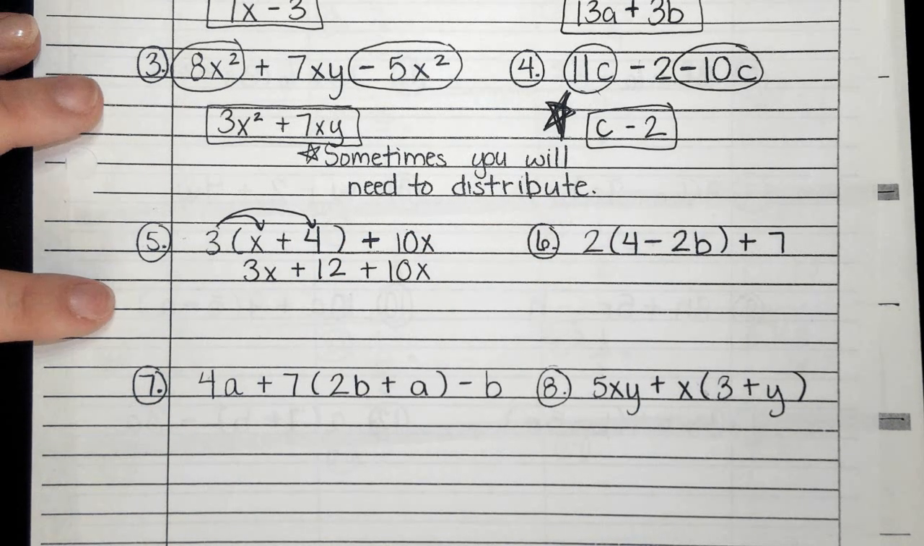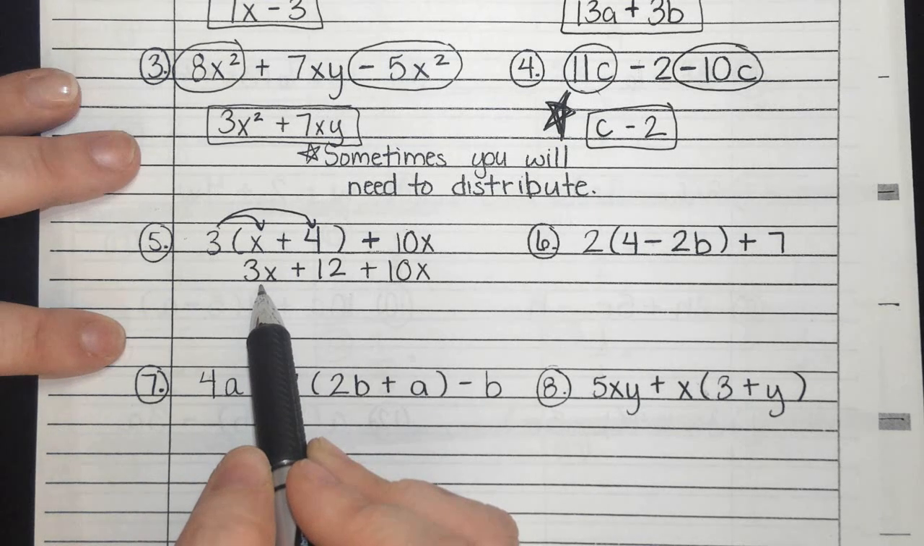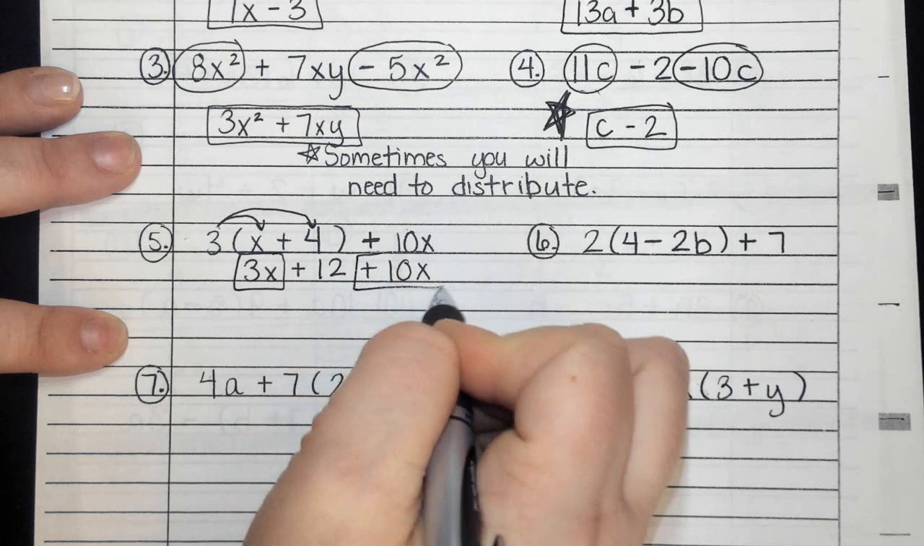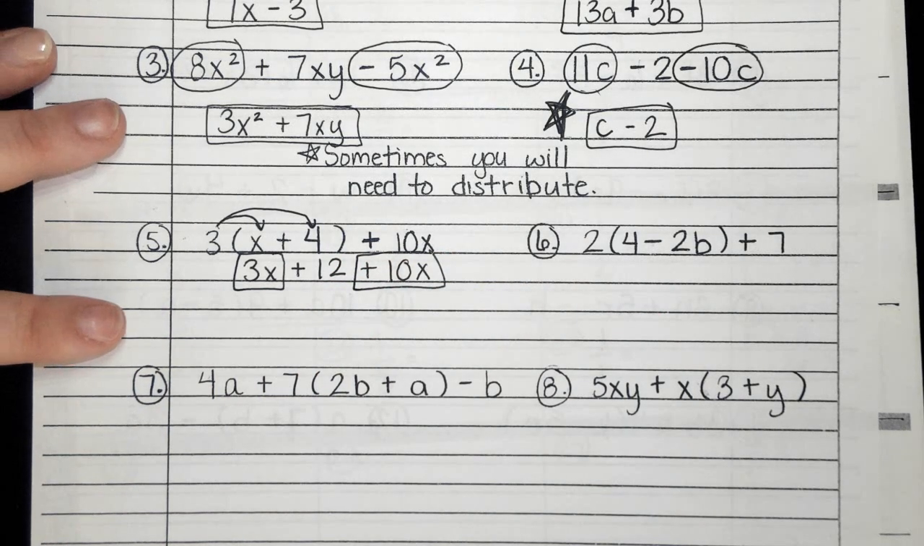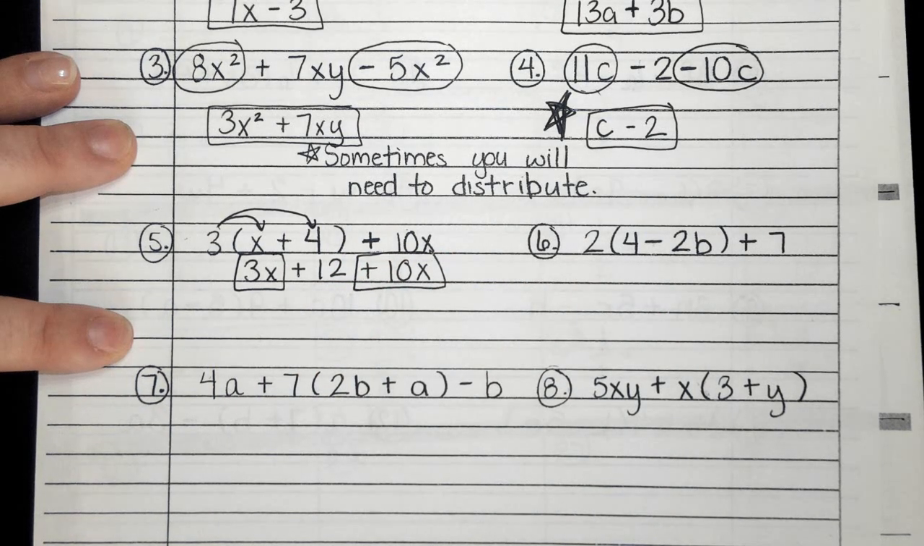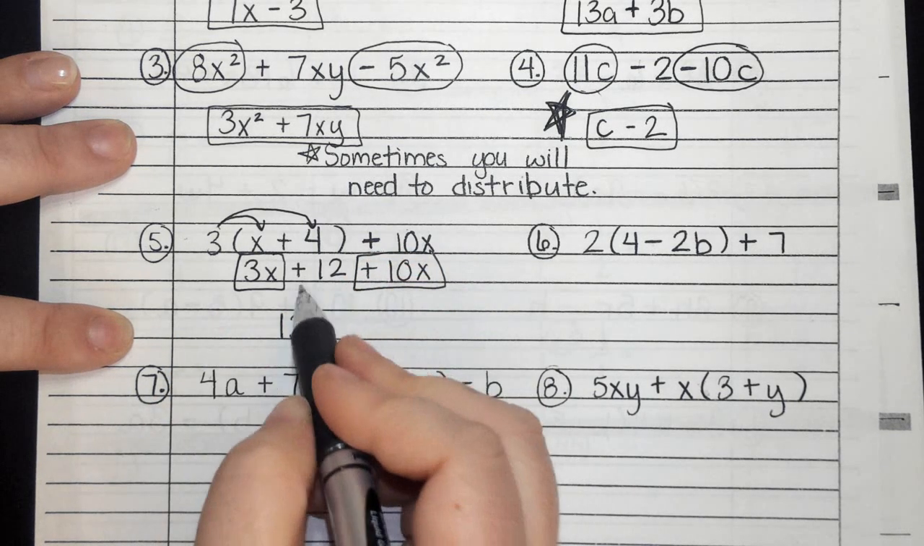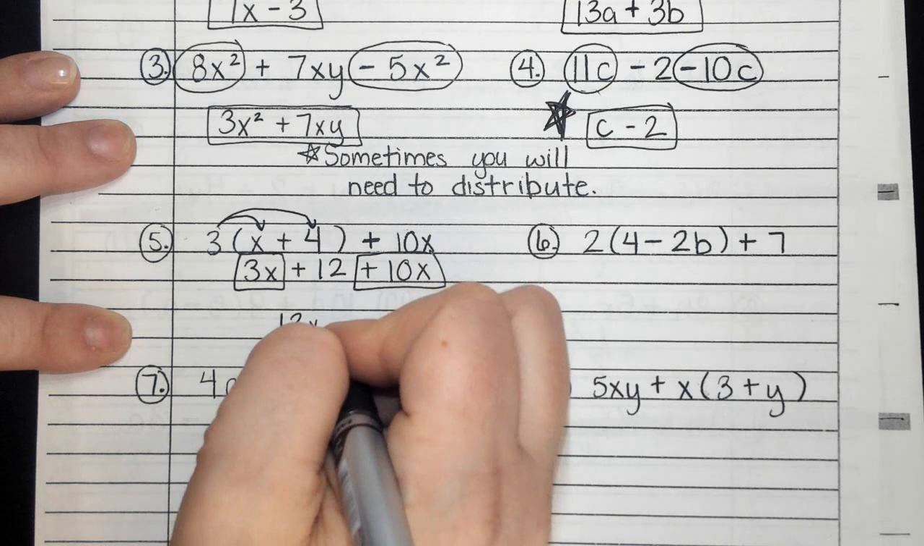All right, so I'm going to start with the 3x. What's going to match my 3x, Brianna? Plus 10x. So if I have 3x plus 10x, what's that going to give me, Jenny? 13x. Have I done anything to the plus 12? So we're just going to bring that down.